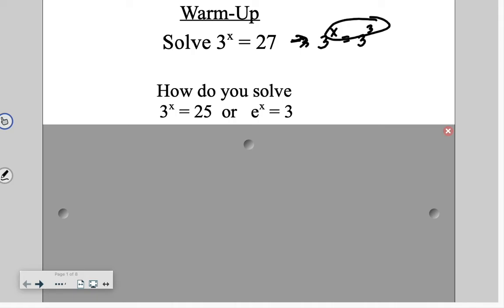If you can get the bases the same, then you'll set the exponents equal. Now, you wouldn't need to do that in that scenario. I'll give you an example in a second where it would come into play. But that's the idea of what I was talking about. If you have something like 3 to the x equals 25, well, 25 and 3 are not both powers of the same thing. So that doesn't work in that scenario, which leads us to the other option.